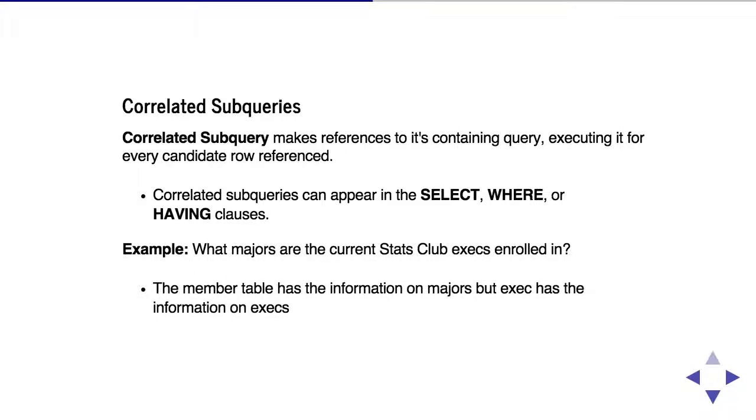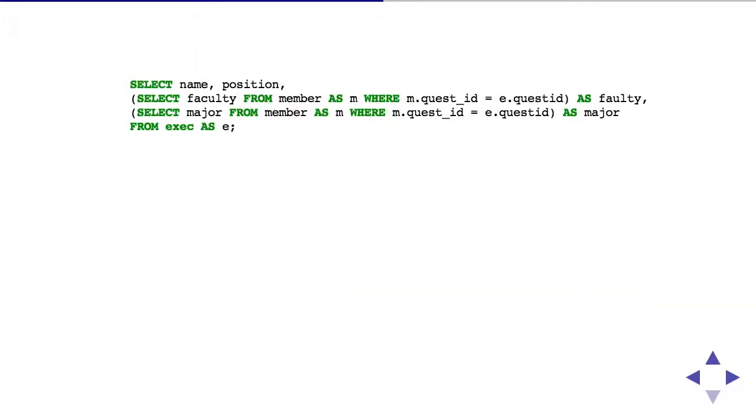So, for instance, what majors are the current Stack Club execs enrolled in? The member table has the information on majors, but exec has information on who the execs are and the information on them. So if we do a select name, and a correlated subquery where we select faculty from member as, where our quest ID is equal to, okay.